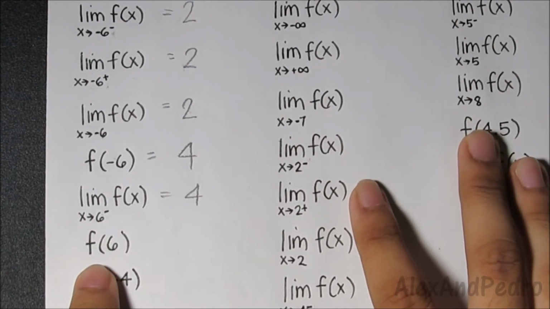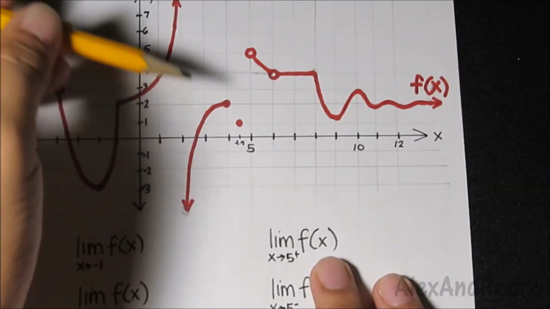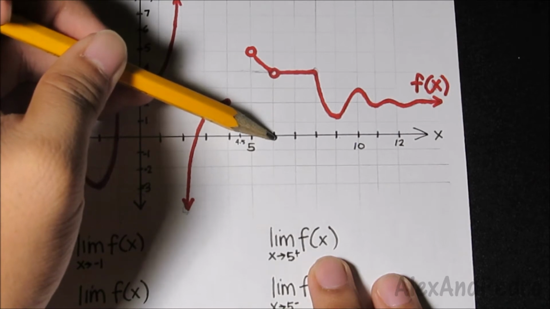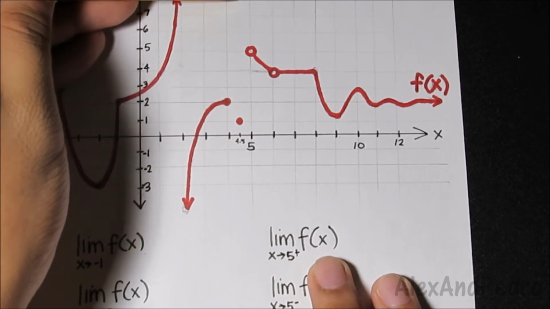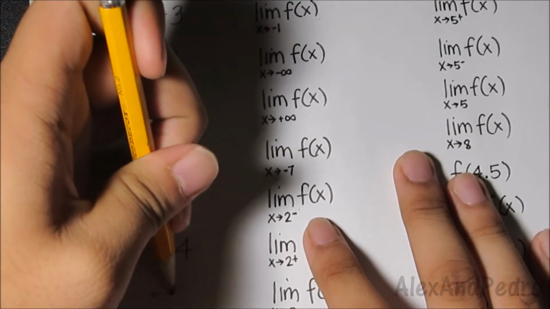How about this one, f of 6? So f of 6 again, we don't focus on the graph, we focus on the point itself. Okay, so here, there's no point. See? There's no point anywhere. So this is undefined.